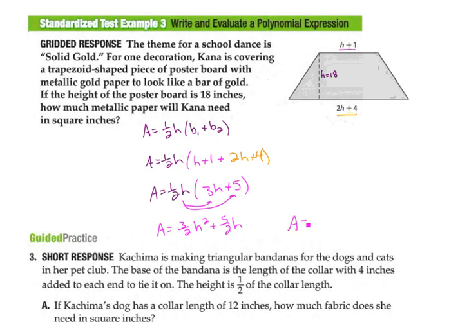I only have a couple of those variables that I have to deal with. So area equals 3 over 2. They tell me that my height is 18. 5 over 2, and then I plug in that 18. Again, let me get out the calculator to show you how to effectively put this into your calculator.